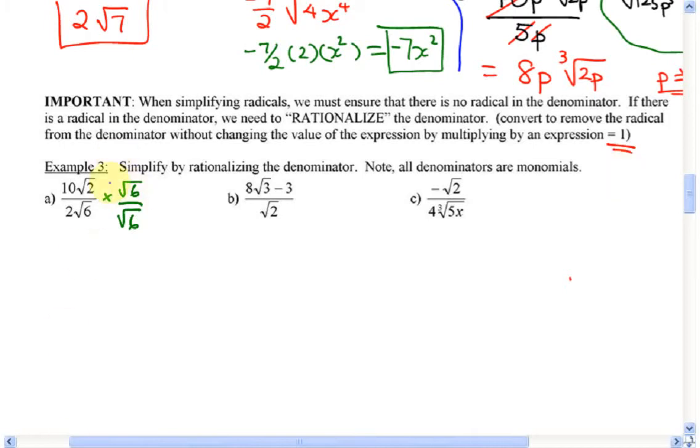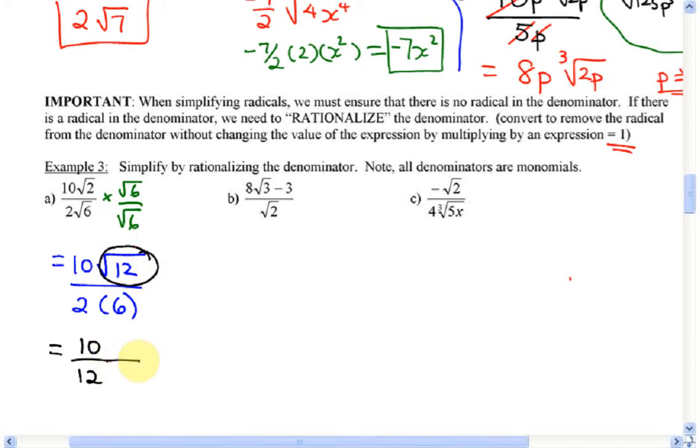So when you do this, please, this is what you have. You get 10, and then 2 times 6, of course, is 12. And on the bottom, you have 2, and you have root 6 times root 6, which is just the number 6. So what's 2 times 6? That's just 12. Now, you might be thinking, well, root 12, can I simplify that? I hope you can. Can someone help me simplify root 12? 2 with root 3, thank you.